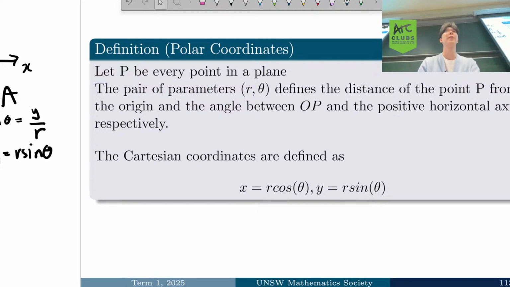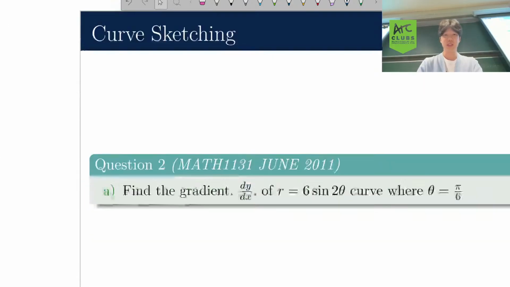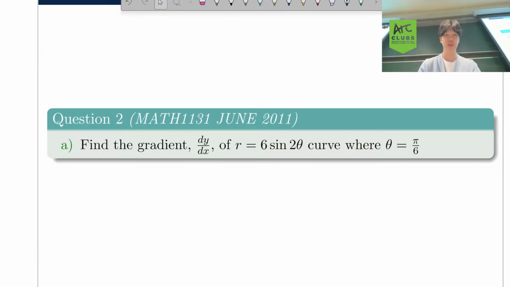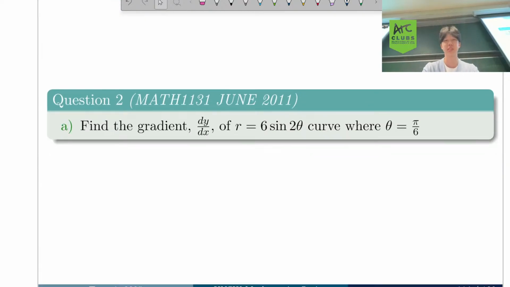Is that all good? All right, now let's see how we can use this. So we're asked to find the gradient dy/dx of r = 6 sin 2θ when θ = π/6.